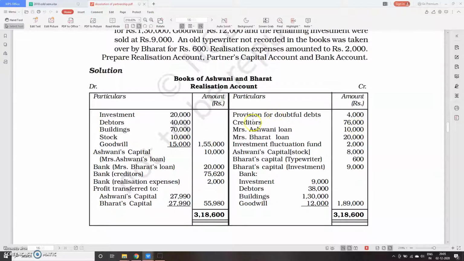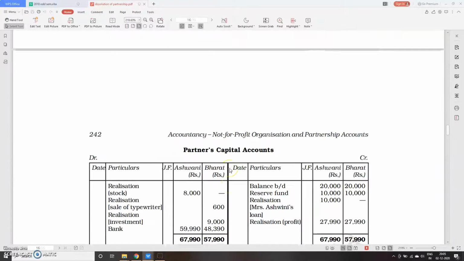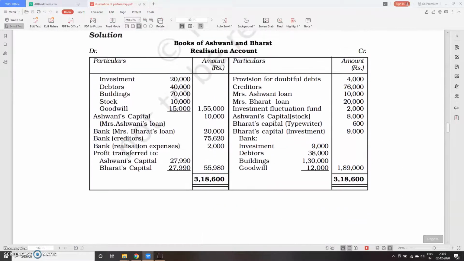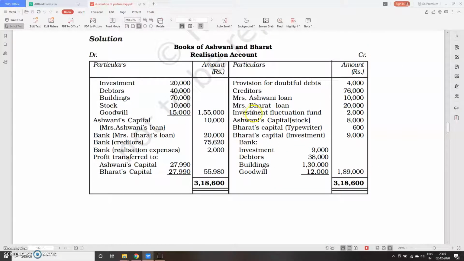Now we'll see, creditors already paid. Mrs. Aswani's loan was taken over by Mr. Aswani, and Mrs. Bharat's loan of 20,000 was not taken care of. So we will put here bank, Mrs. Bharat's loan of 20,000. We'll pay them in full. Okay, so realization, Bharat's loan 20,000 done. Then anything else done? Bharat's loan is taken care of. Investment fund will not come.